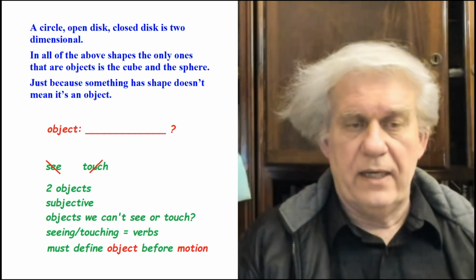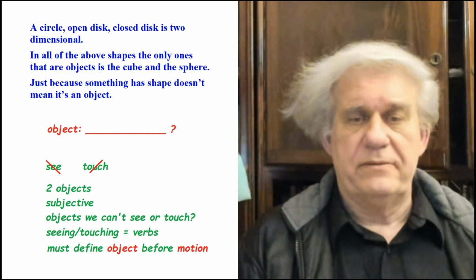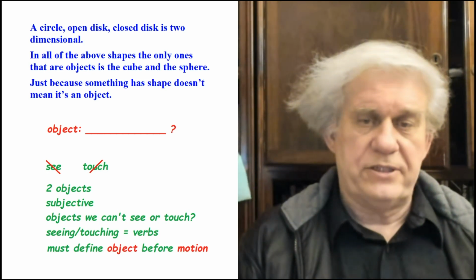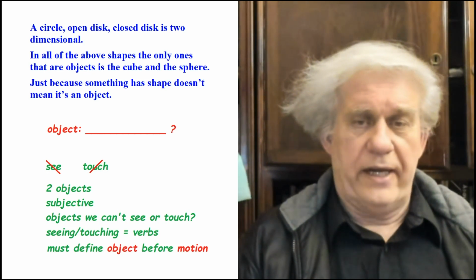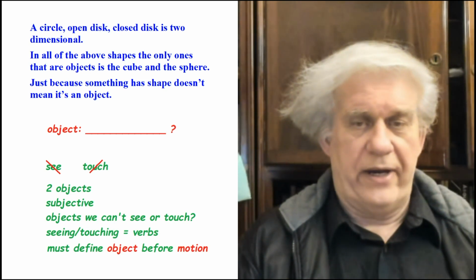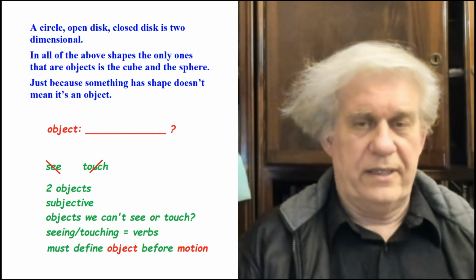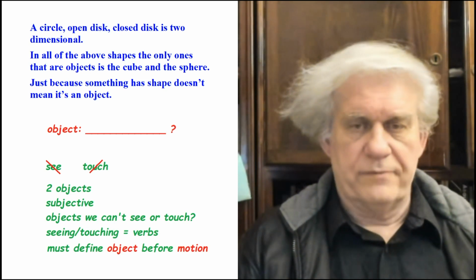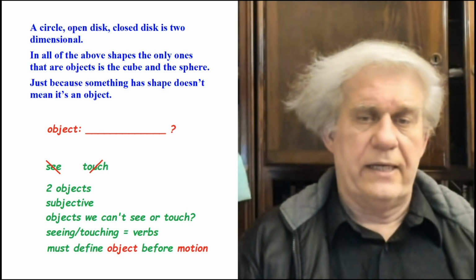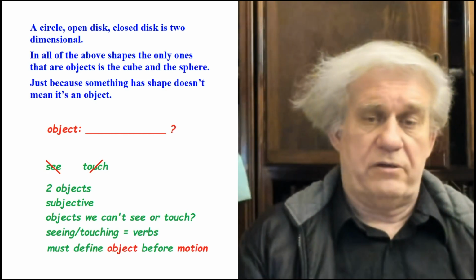Very subjective. There are objects we can't see or touch. We can't see the air. The air is made out of atoms. Is the air an object? Yes or no? Does it have shape? Yes, of course it has shape. Around our planet, it has a shell structure.